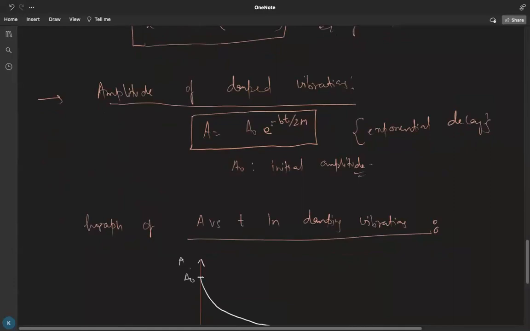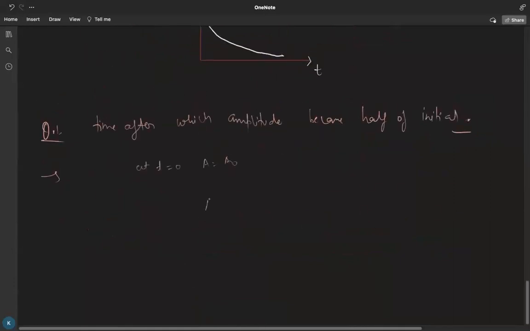So it is actually A equals A naught e to the power minus bt by 2m. So this is our equation. And the thing given is you have to find the time when the amplitude is half of the initial. So A is A naught by 2, and A naught e to the power minus bt by 2m.